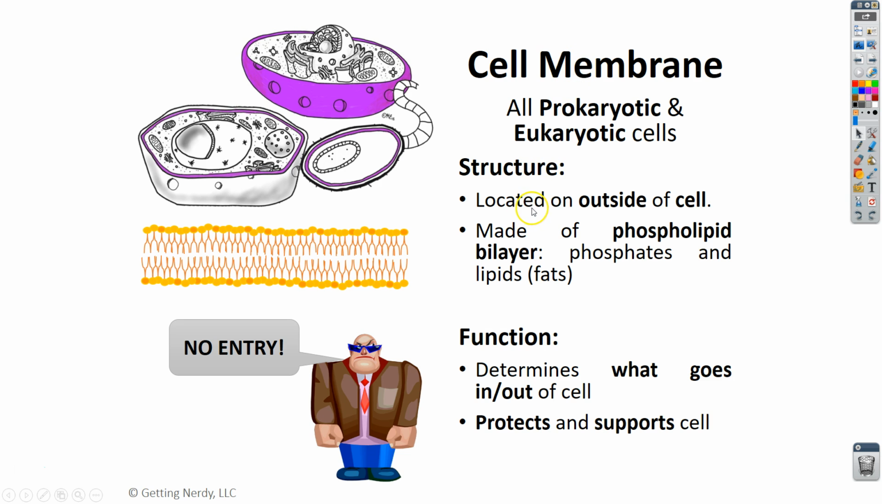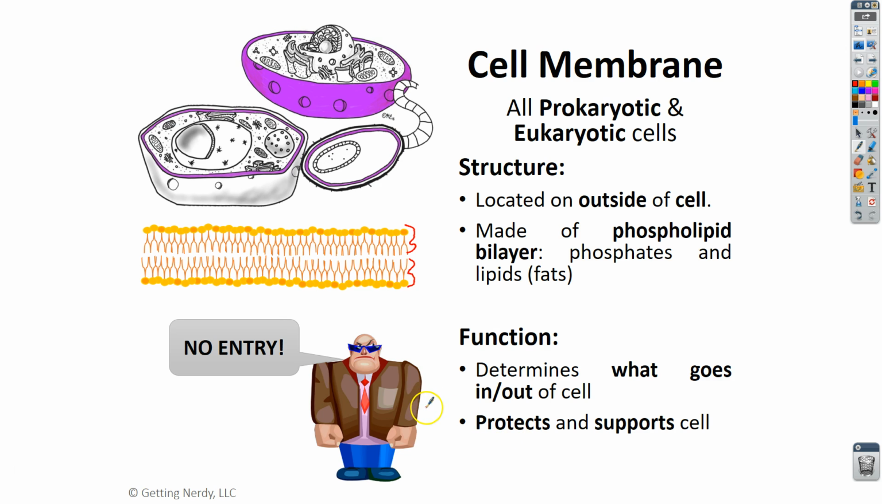This is a structure. It is located on the outside of the cell, and it's made up of something called a phospholipid bilayer. It has phosphates and lipids, and it's called a bilayer because there are two layers. So you'll see one layer right here, and then you'll see another layer right here. And its function is to determine what goes into and out of the cell. It also helps protect and support the cell.